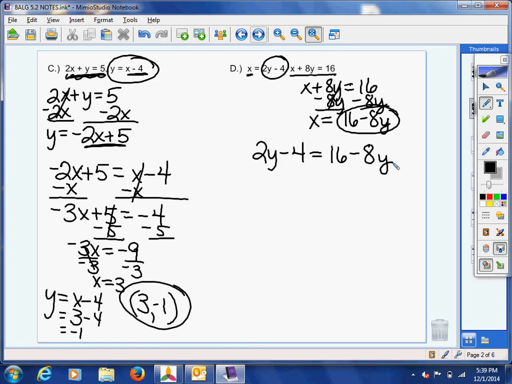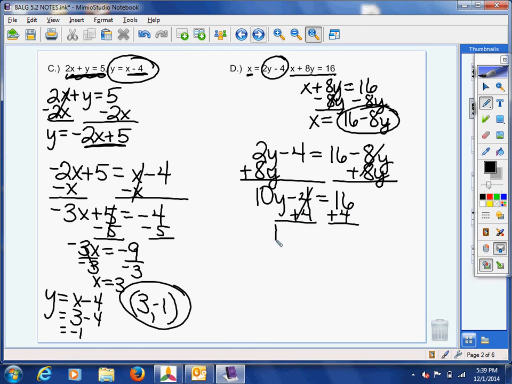Okay, let's get our y's together. So I'm going to add 8y to each side. Here we go. I got 10y minus 4 is equal to 16. Okay, that looks good. And then let's add 4 to each side. So I got 10y is equal to 20. And when I divide by 10, that means y is 2. Not x is 2, y is 2. So that's actually the second half of my point.